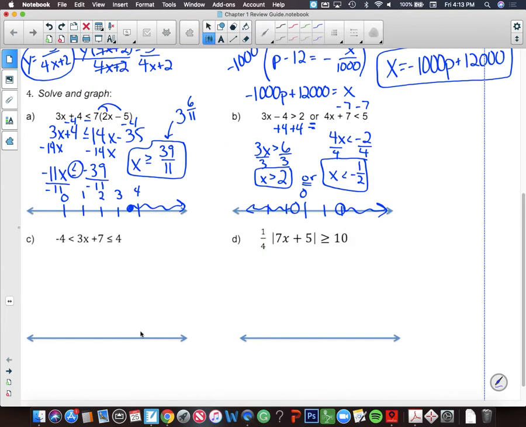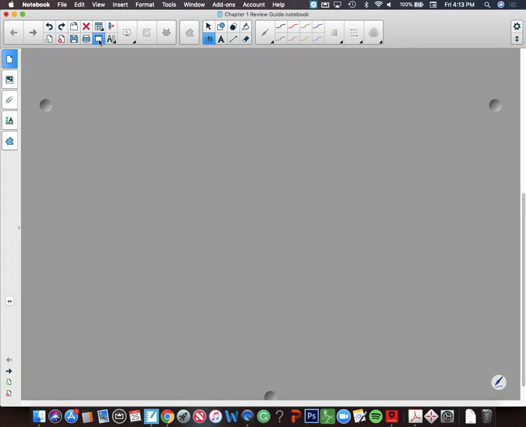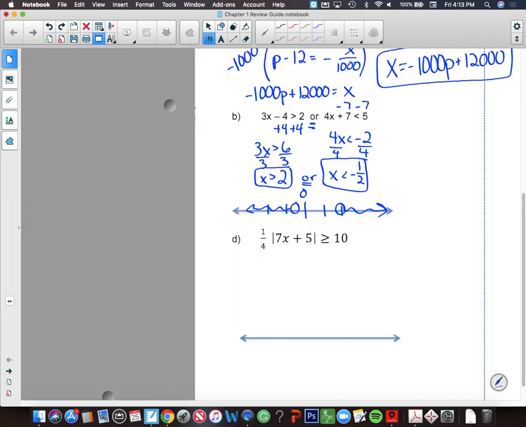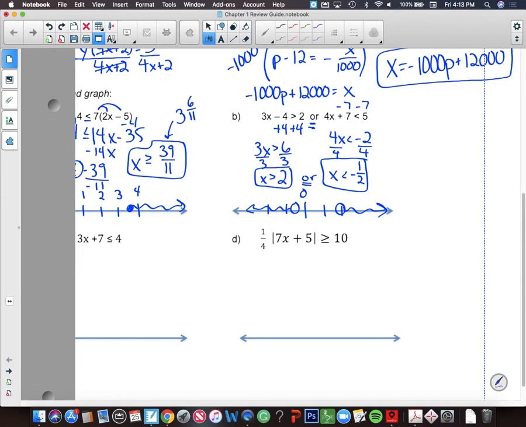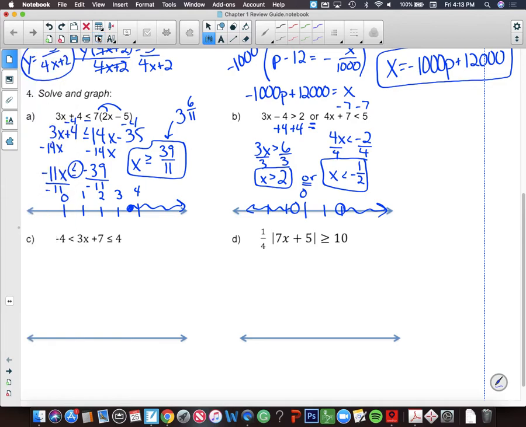For C, we haven't done a lot of these, but just kind of think of if we had half of that covered up. Okay, so if we had something like that, then we would just solve it like normal. But since we have the whole thing here, you're going to have to solve using both sides. So we would subtract 7 from both sides. You get a negative 11 over there. We have a 3x less than or equal to, and over here, when we do 4 minus 7 is a negative 3. Now, if we divide the 3 out, we're going to have to take that out of everything.